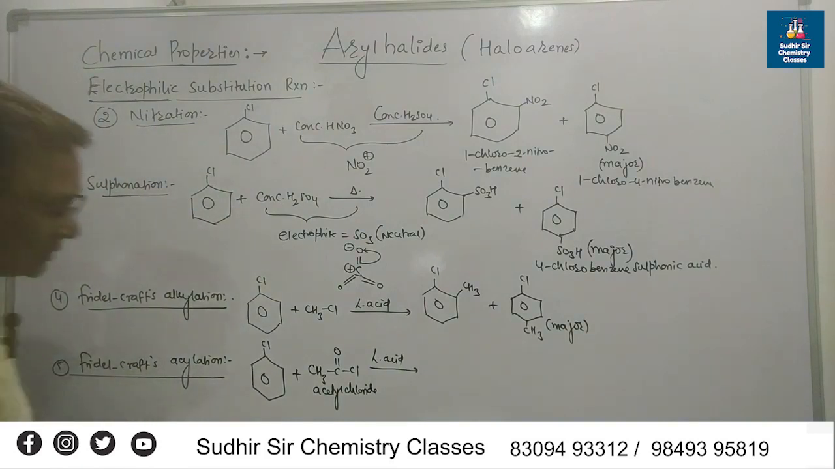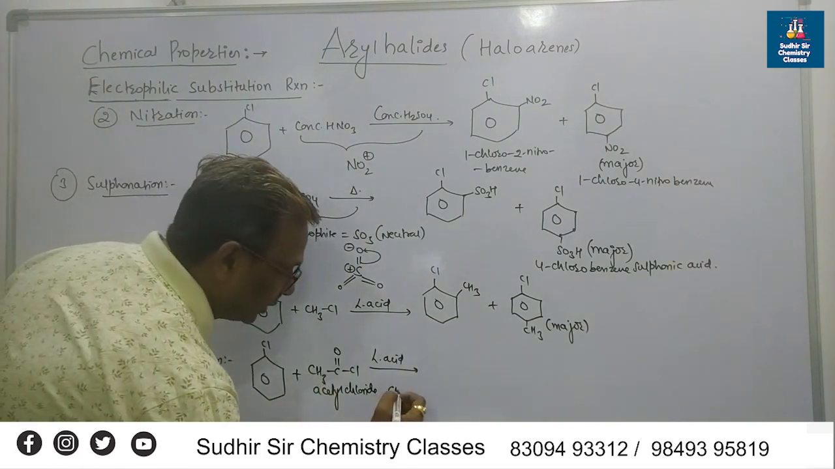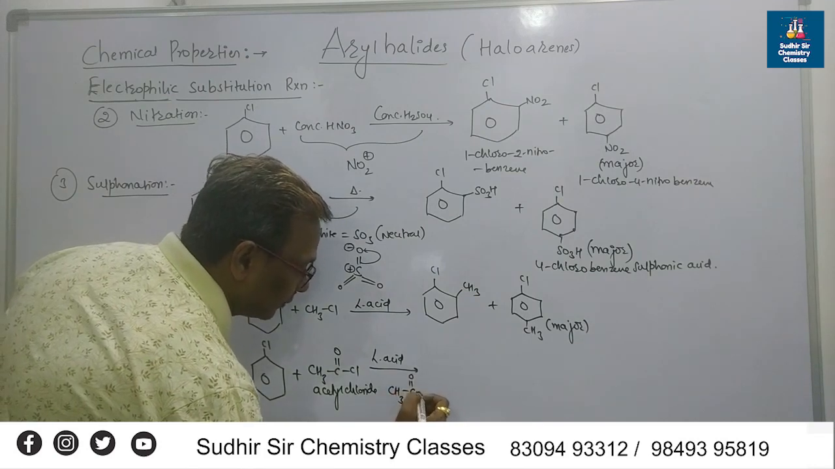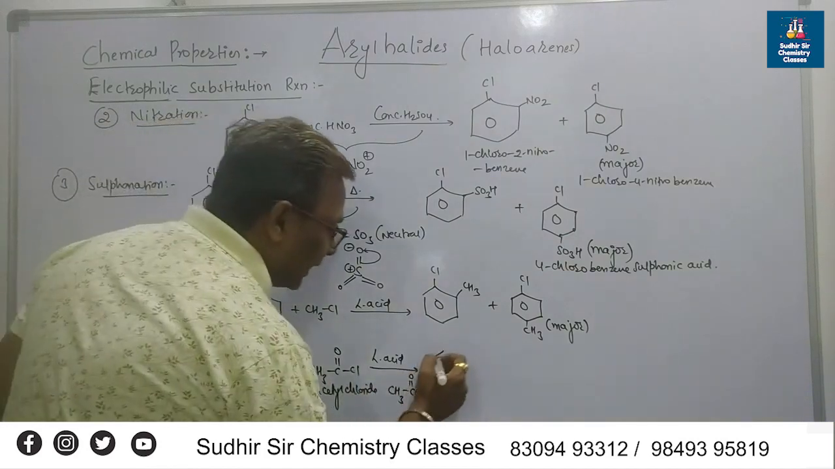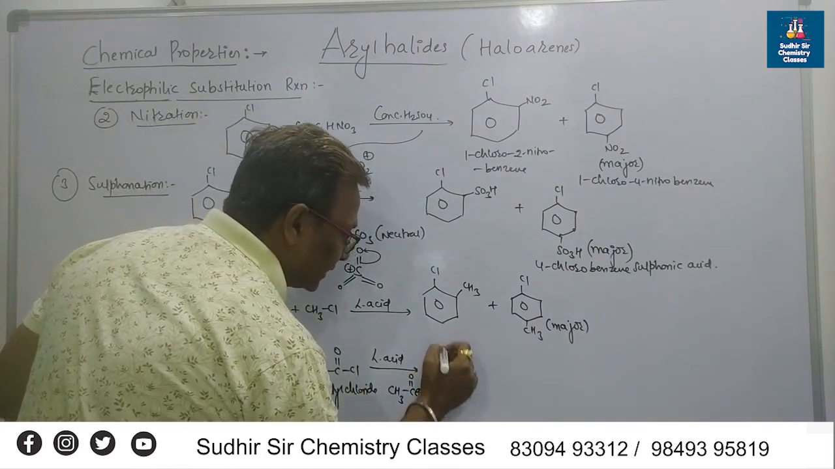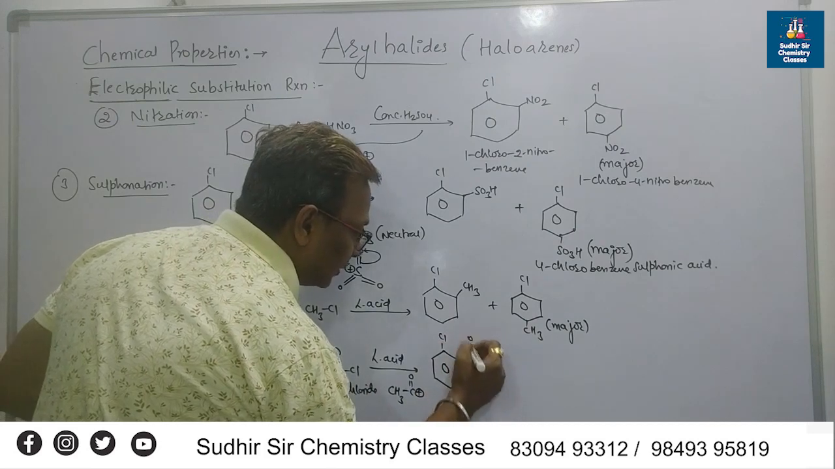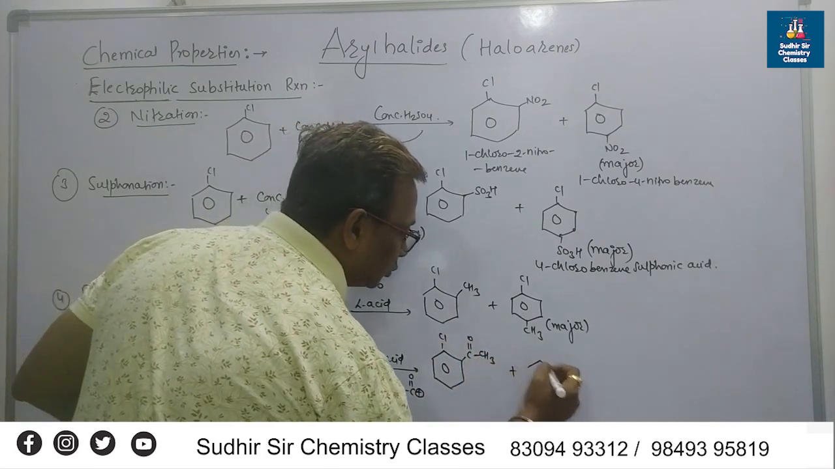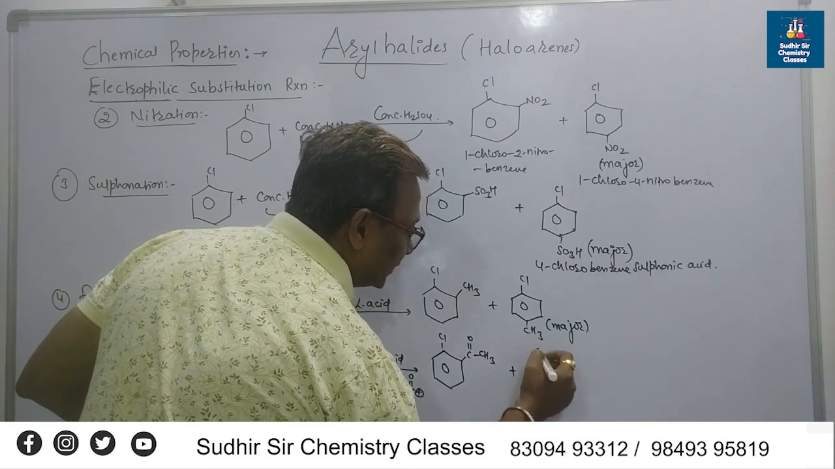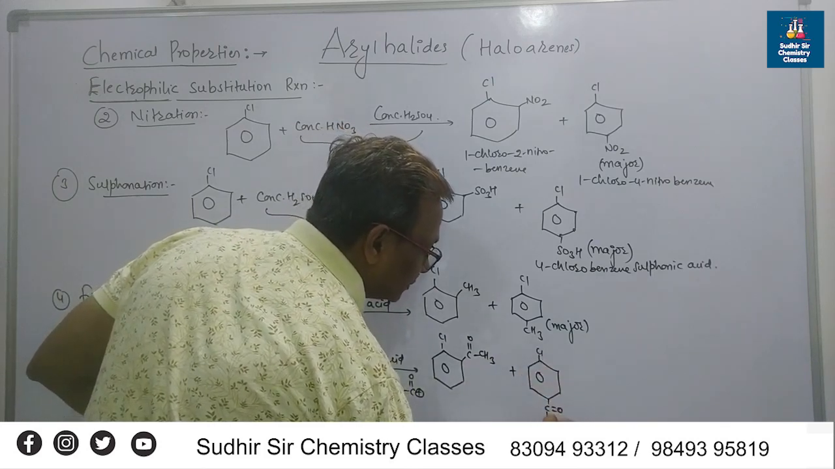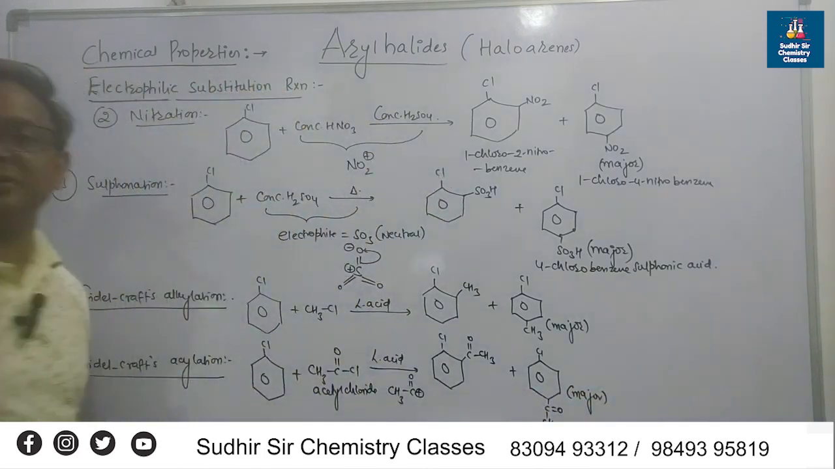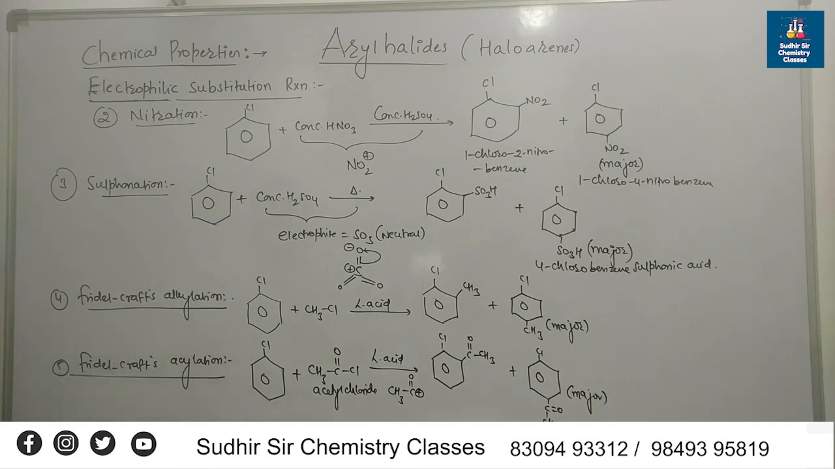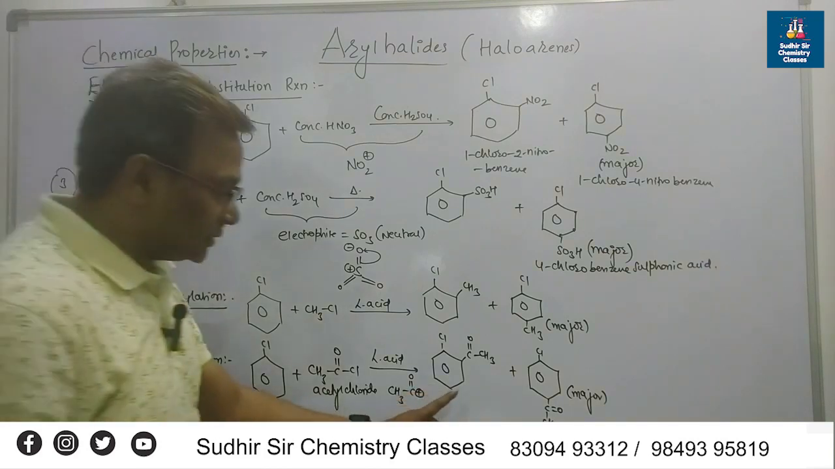But in acylation, it forms an electrophile. Do you know what? The acyl group, CH3 C double bond O with a positive charge over the carbon. It will attack the halobenzene. That means it has Cl here, and C double bond O CH3 is at the ortho, and one more here, C double bond O CH3 at the para. Para is the major, ortho is the minor product, right? One is called 4-chloroacetophenone and the other 2-chloroacetophenone.